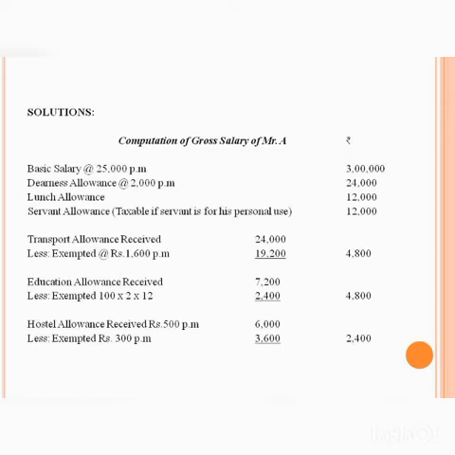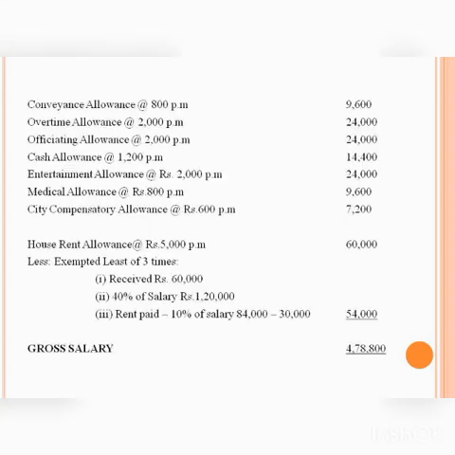Next is hostel allowance. This also, there's only 300 for 2 children, but here he has sent only 1 child to the hostel, so he has received only for 1 child, so now you have to consider only 1. So it has to be 300 into 1 into 12, which is 3,600. Then you subtract, write down. Next is conveyance allowance. There is no actual expenditure, so fully taxable, write down in the outer column.